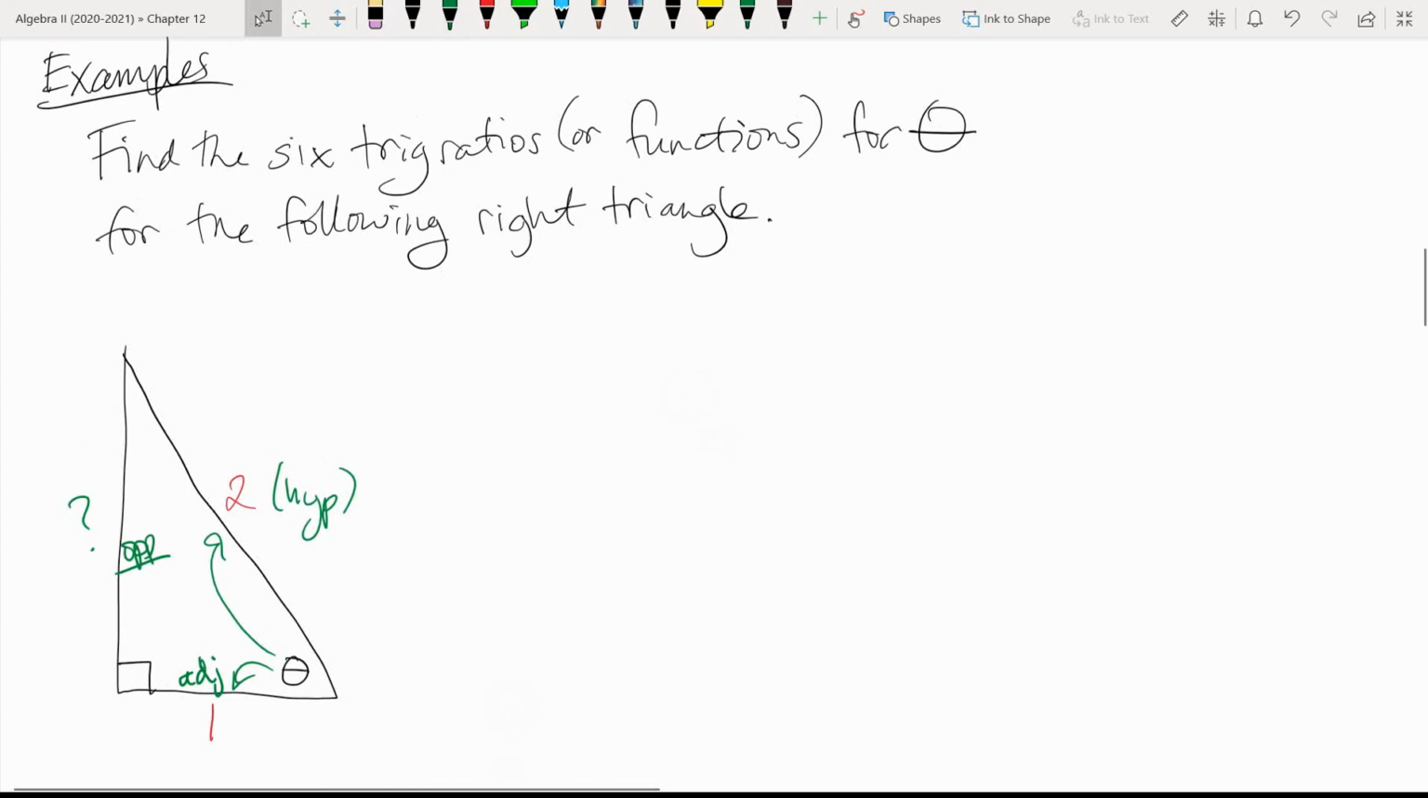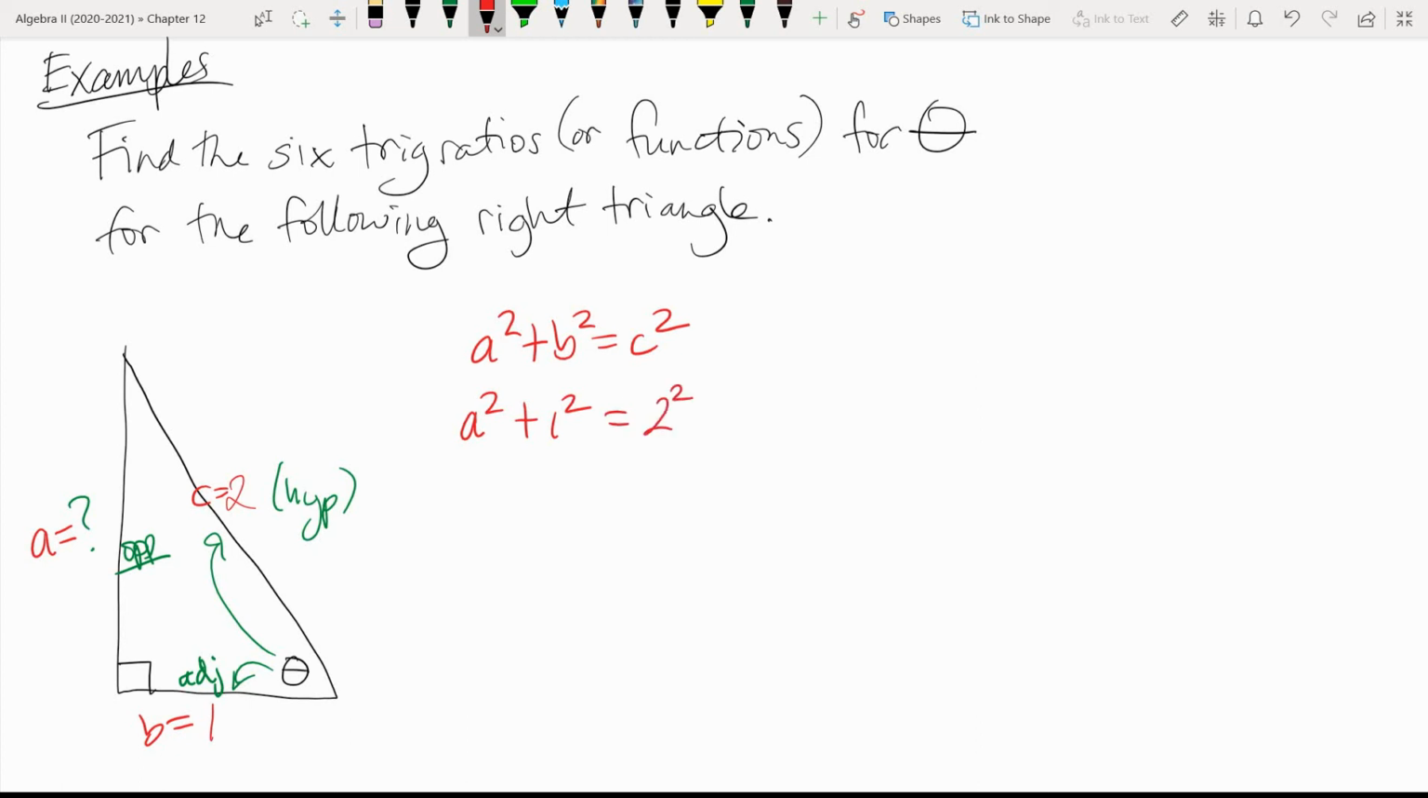So can we find that opposite side? Yeah, we've got the Pythagorean theorem. We can do that, okay? So if we want to give these some letters here, we can say that this is A, we don't know what that is, B could equal 1, and C could equal 2. That way we have things we can plug into the Pythagorean theorem. So A squared plus B squared equals C squared. That's the Pythagorean theorem. We don't know A squared, we're trying to find it. B is 1, so 1 squared equals C squared, which is 2 squared.